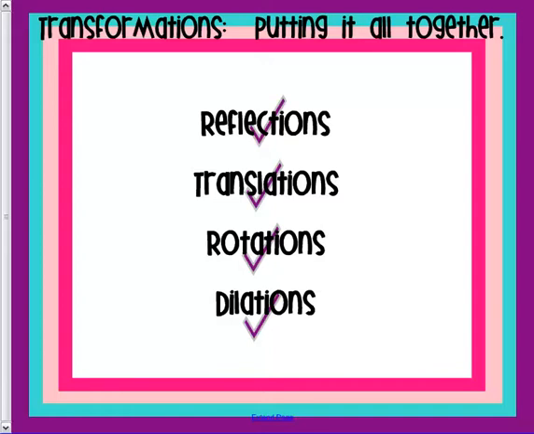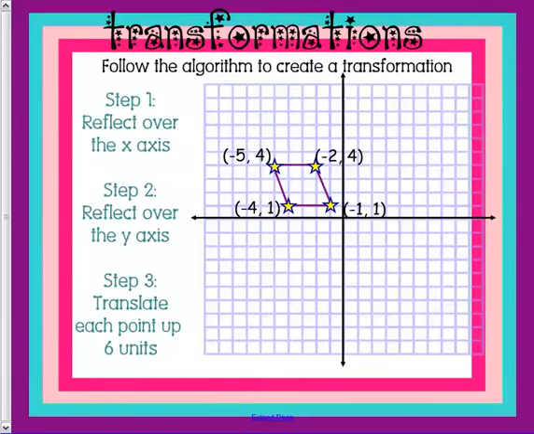Hey friends, we have talked about all different types of transformations: reflections, translations, rotations, and dilations. So today we're putting it all together. We're looking at what happens when you transform something multiple times. Okay, so let's look at the first one. They want you to follow each algorithm to create a transformation.